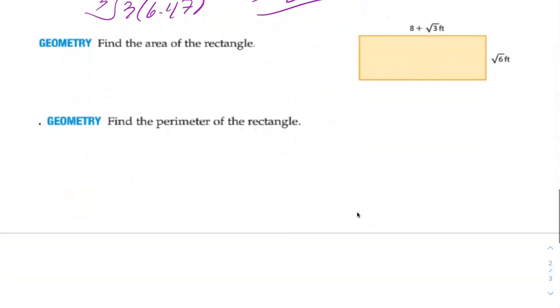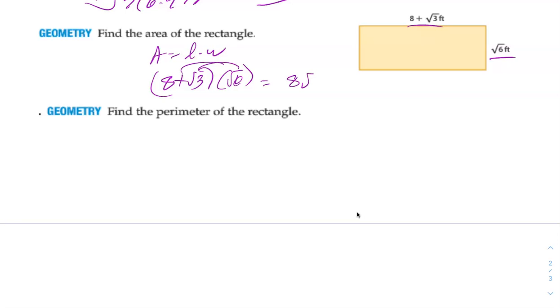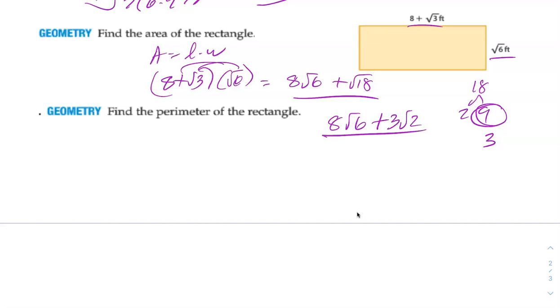Last two, let's find the area of this rectangle, find the perimeter of this rectangle. So area, remember area formula for that is length times width or base times height. Well, here's my length, here's my width. So 8 plus rad 3 times rad 6. Distribute. I get 8 rad 6 plus rad 18. I probably should break down 18. 18 is 2 times 9. Square root of 9 is 3, so I can pull it out. So this is 8 rad 6 plus 3 rad 2. You can't break down 6. It's 2 and 3. Nothing works any better.